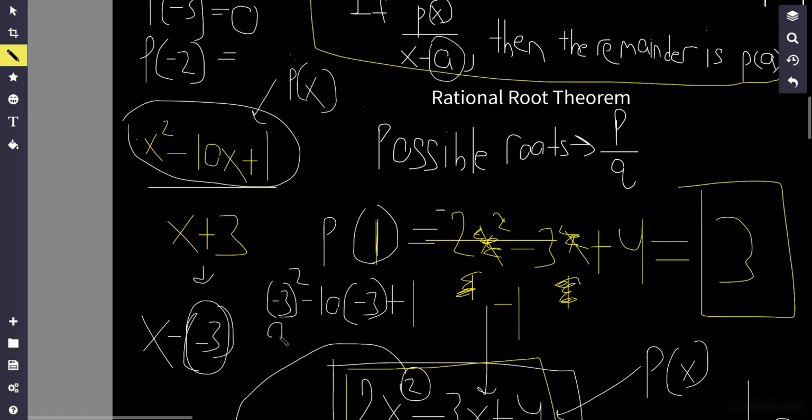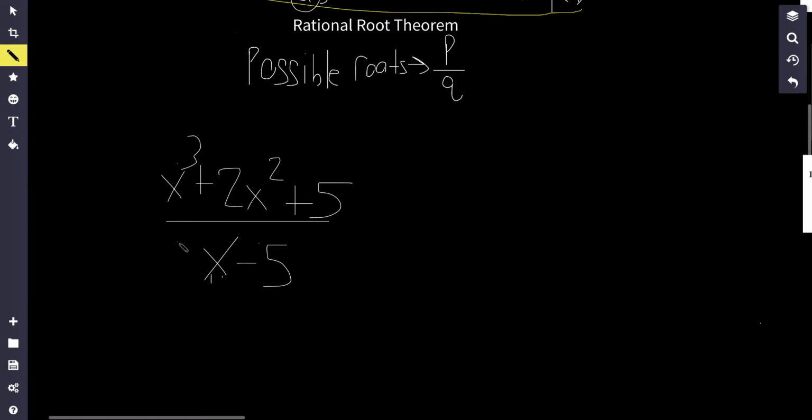So this is going to be 9, this is going to be plus 30, and this is going to be plus 1. So I'm going to get 40 for my remainder. And just one more quick thing.